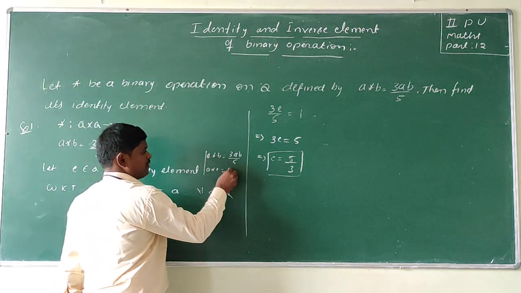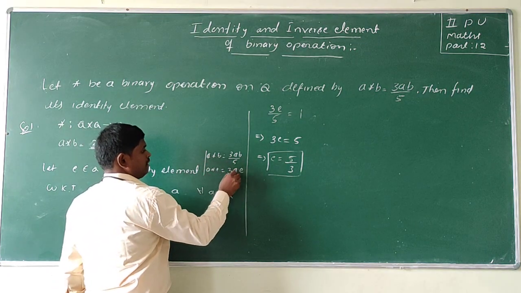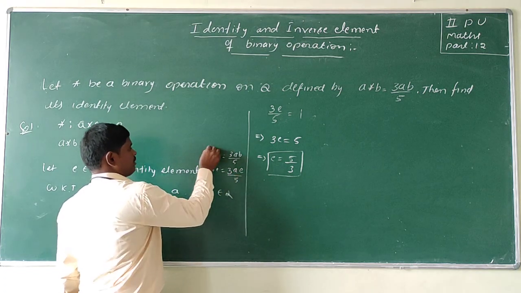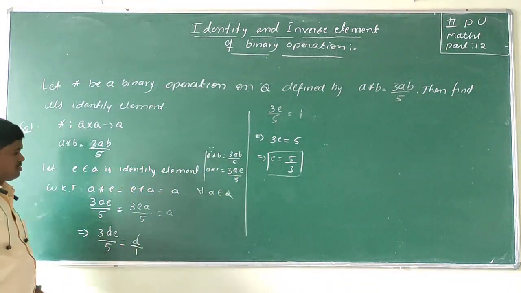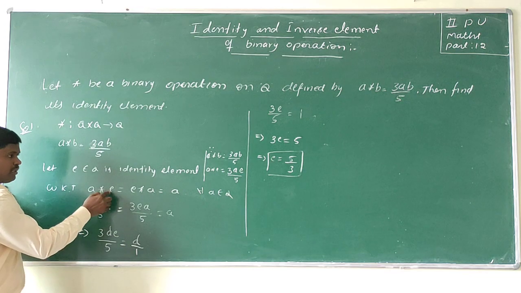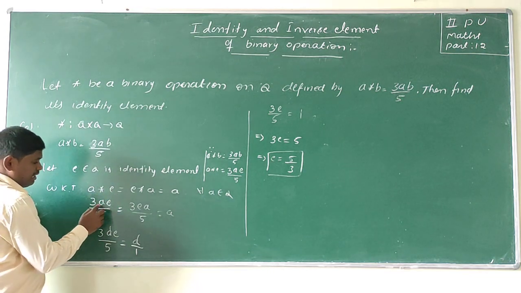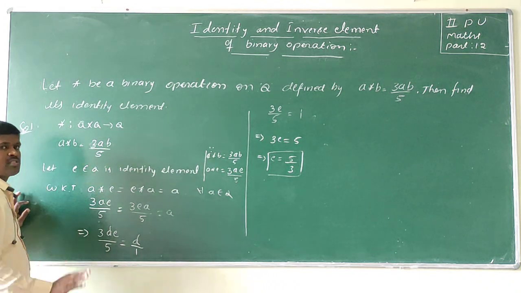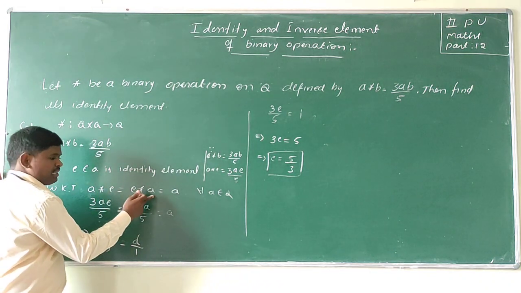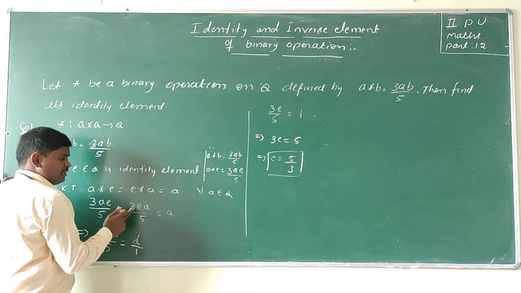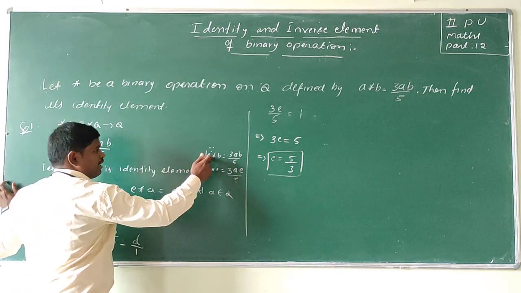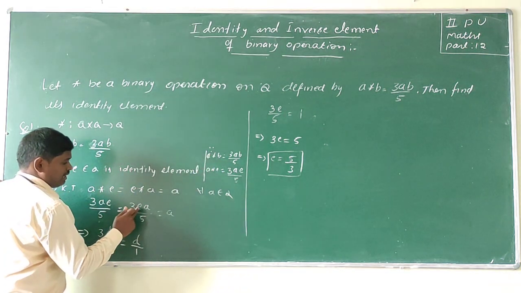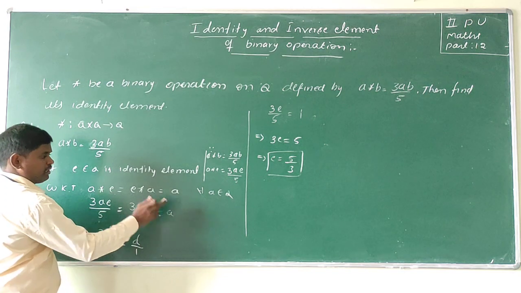So therefore A star E is taken as 3AE by 5. Don't get confused. Similarly, E star A is equal to, in place of E, A, so that is 3EA by 5, which is equal to E.